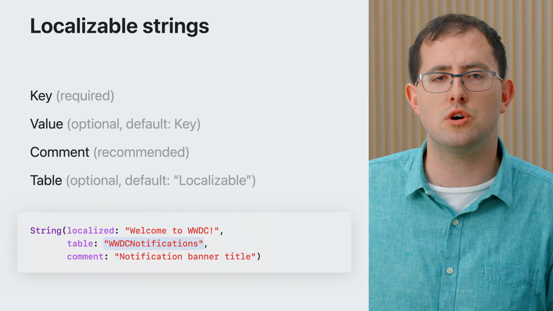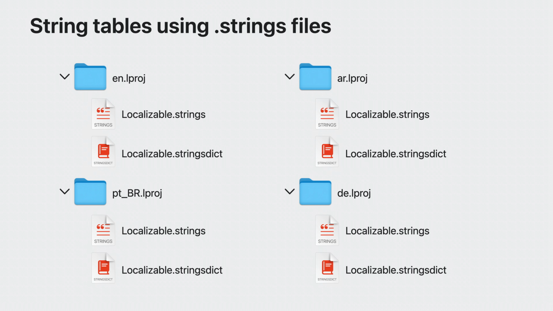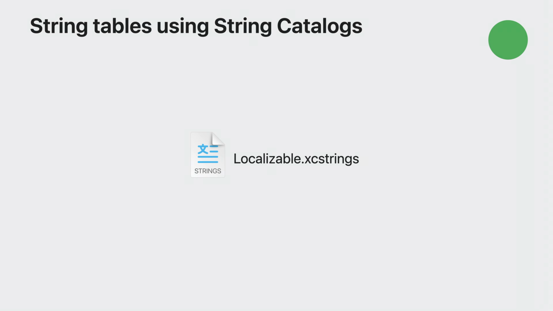Let's take a closer look at string tables. For an existing application using strings files, a single string table actually contains strings and possibly stringsdict files within each supported language's lproj directory. All of the files shown here make up the Localizable string table. A string catalog, on the other hand, contains an entire string table in a single file.